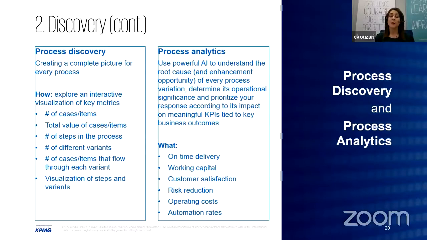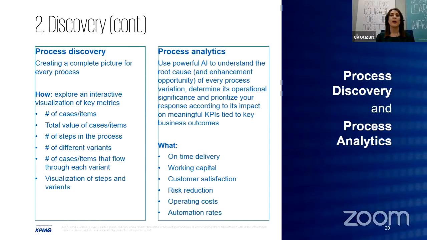We can see the number of steps in the process. For example, in the optimal path, it could be 5, 6, 7, and in some variants, it could be either less if we are skipping some steps, or even more if we have some replications or loops that we're trying to eliminate. So this allows us to contrast the process instances with one another. We have the number of different variants, so we can see the number of different executions of the same process within an organization, and the number of cases and items that flow through each variant.